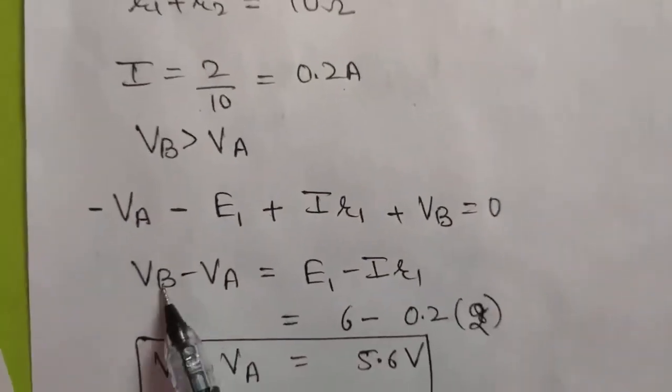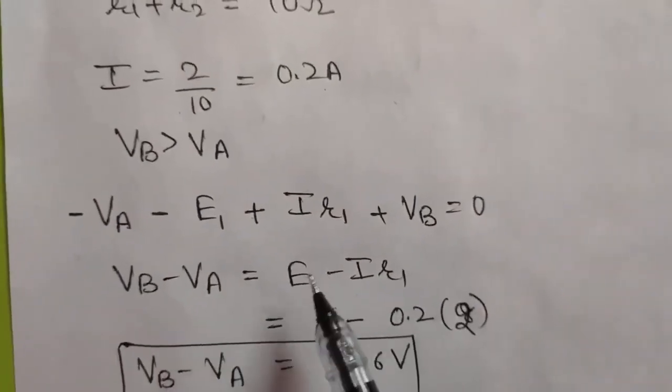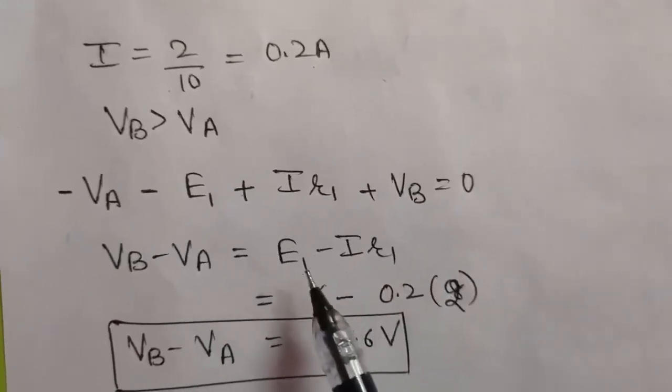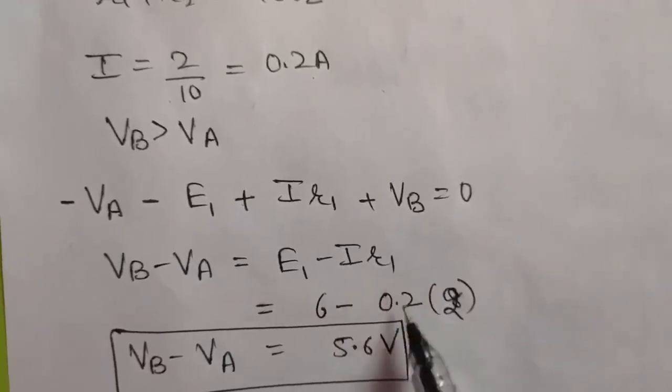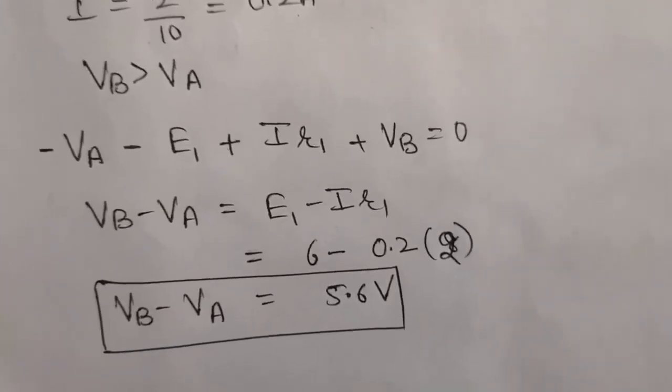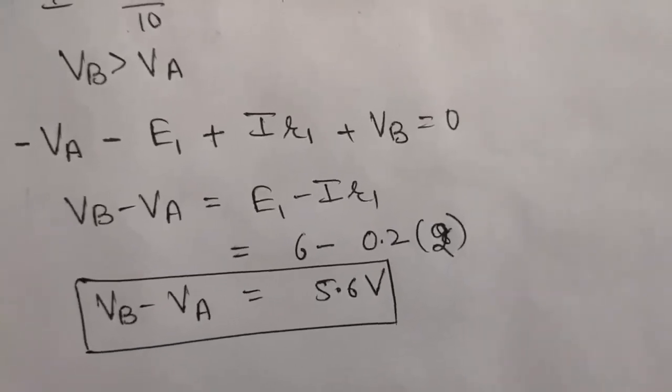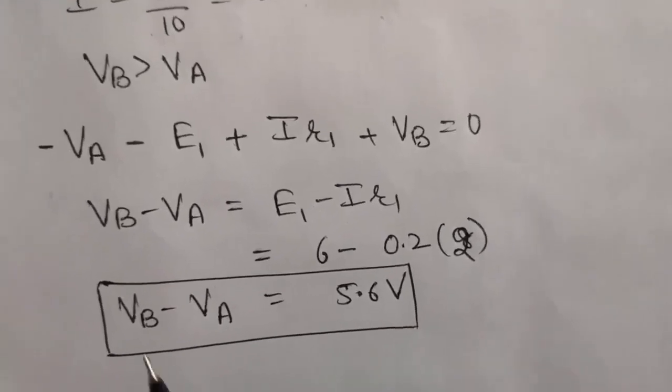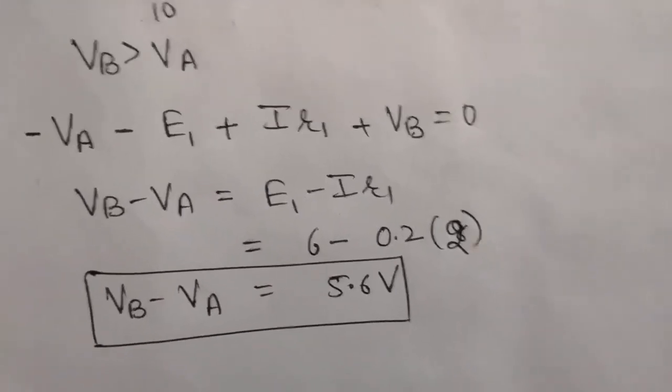From here VB minus VA will come to be E1 minus IR1. So just put the value of E1, I and R1. You will get the answer to be 5.6 volts. So this is the potential difference between A and B, and it is coming to be positive. That means VB is greater than VA.